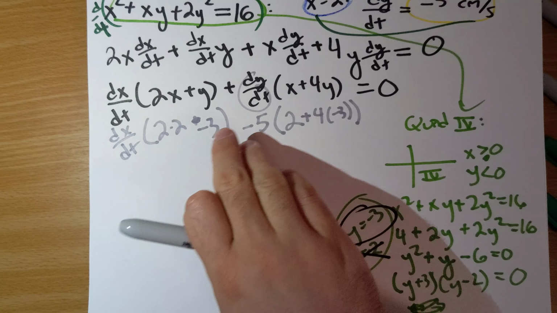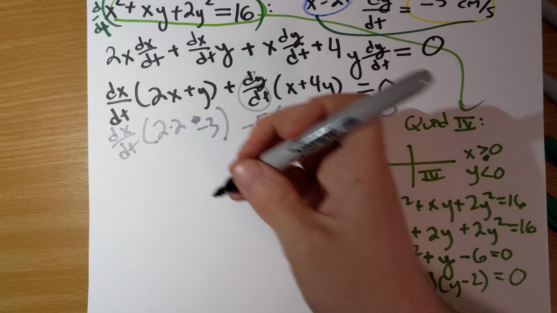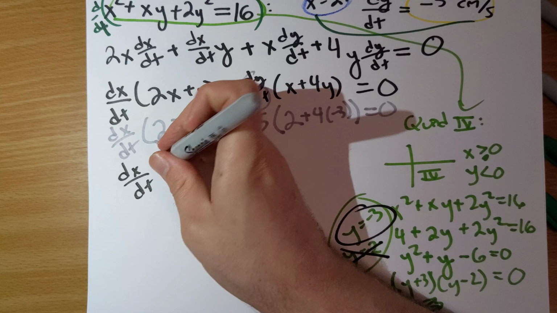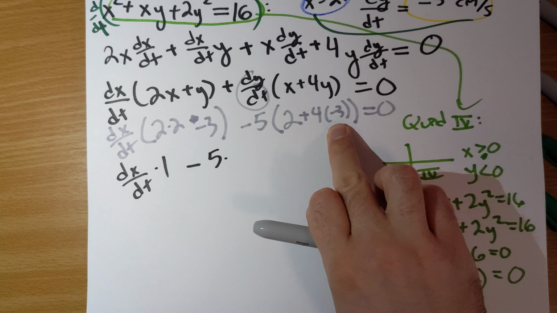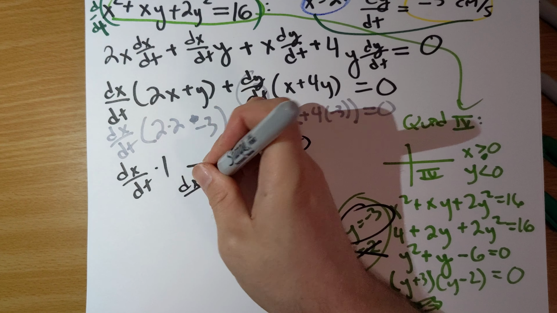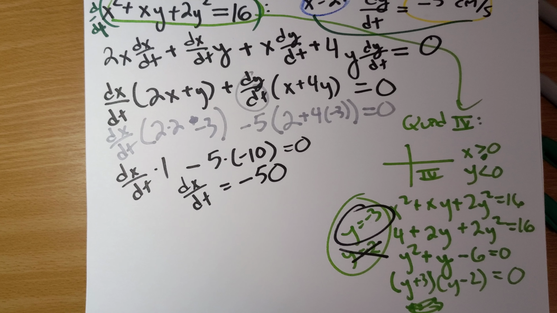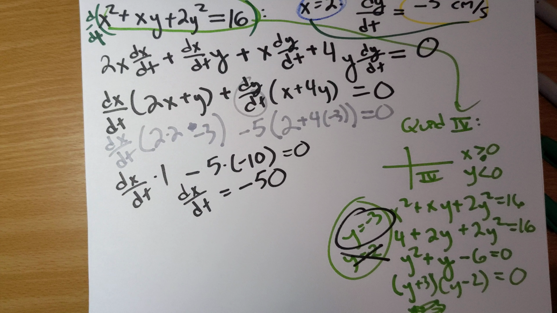So dx/dt times something, plus something times something, is equal to 0. Now we just finished solving this for dx/dt. So this would be dx/dt times (4 minus 3) is 1. Okay, great. Plus -5 times (2 minus 12) is negative 10, is equal to 0. dx/dt is equal to negative 50. Okay, so this relates together x, y, dx/dt, and dy/dt. A nice related rates problem.